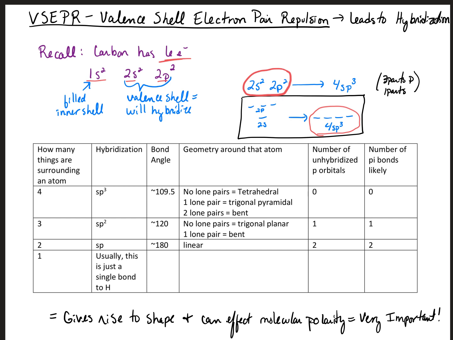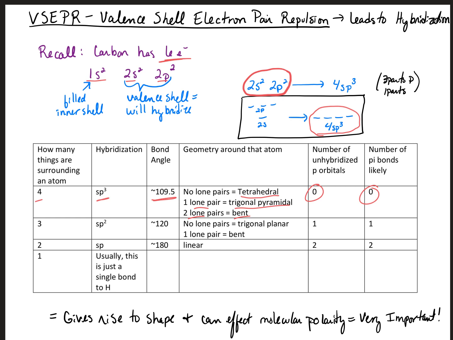So I like to think on how many things are surrounding an atom. And what I mean by things, I mean how many either bonds or lone pairs are surrounding an atom, okay, in different directions. So if we have 4 things that are surrounding an atom, that is a hybridization of sp3. In this situation, we have a bond angle of 109.5. If there's no lone pairs, we would refer to that as tetrahedral. If there's 1 lone pair, that's trigonal pyramidal, and 2 lone pairs means that it is bent. So we have 0 unhybridized p orbitals and probably not any pi bonds there.